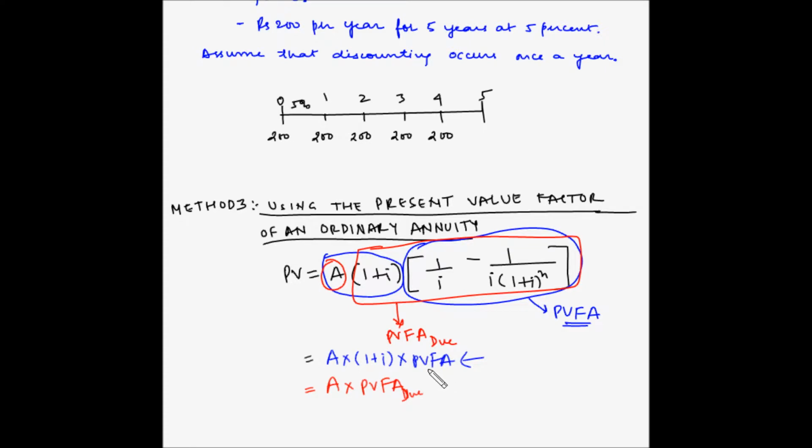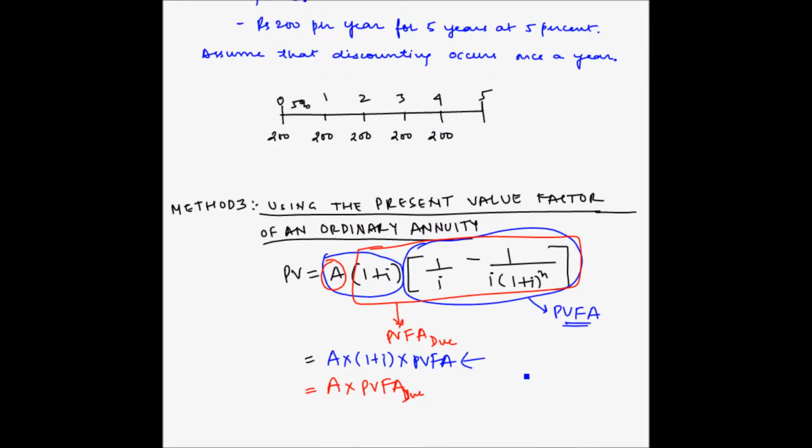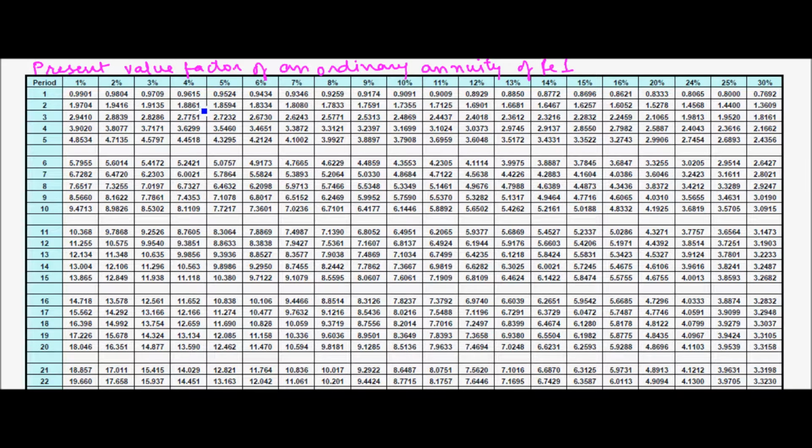So let us look at the table for finding out the value of the present value factor of an ordinary annuity. In our case, the value of n is 5 and I is also 5. So this is the table of present value factor of an ordinary annuity of rupee 1. I mean, it can be rupee 1, $1, anything which represents a unit of a currency. Now, in our case, we have 5 periods. So n is 5 and the rate of interest is also 5%.